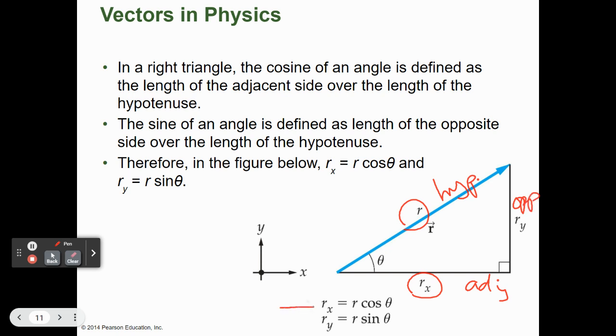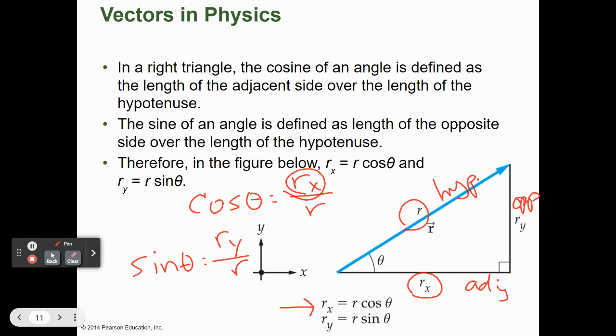Okay, so to find the x direction, remember cosine of theta is equal to adjacent Rx over the hypotenuse R. So if I want to get Rx by itself, I just multiply both sides by R, and that's what I get. And if I'm looking for the y, I'm going to do sine. So remember, sine of theta is going to be Ry over R. So I can solve for Ry and get the equation to find the y component. So this would be the equation to find the y component, and this one would be the equation to find the x component. Okay.